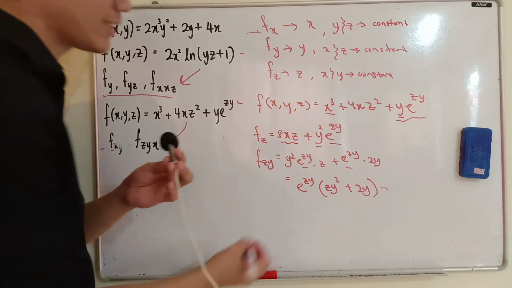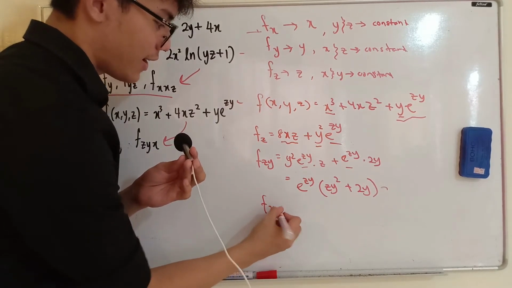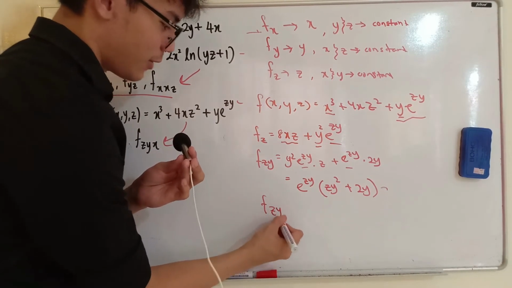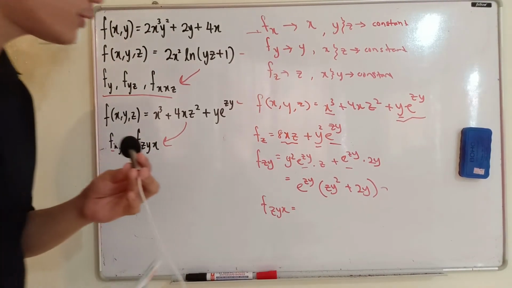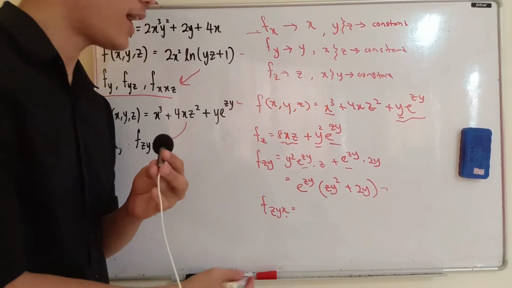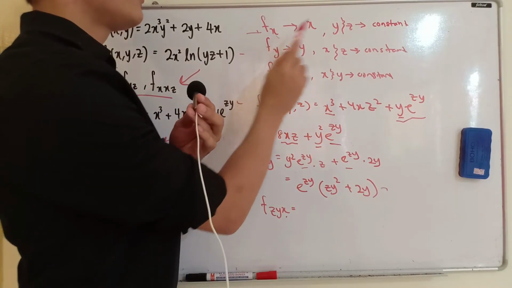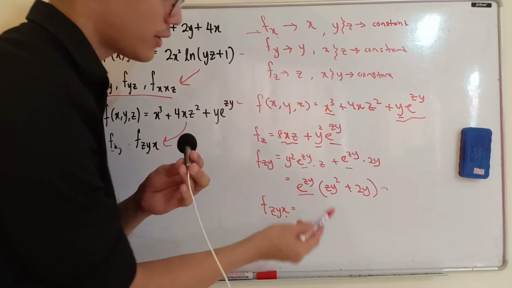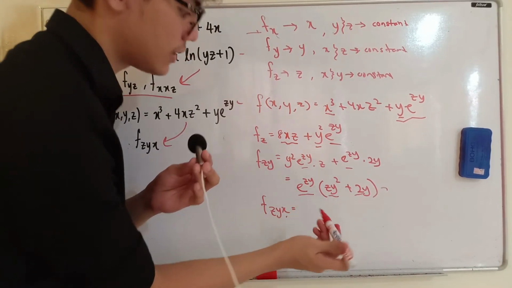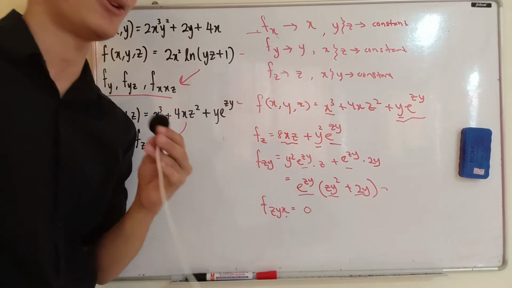Oh, it's not the last answer. You need to find f_zys. Okay, so f_zys. So what you're going to do is, when you want to differentiate with respect to s, your y and z are going to be constants. So here, constant. So the last answer is going to be 0.